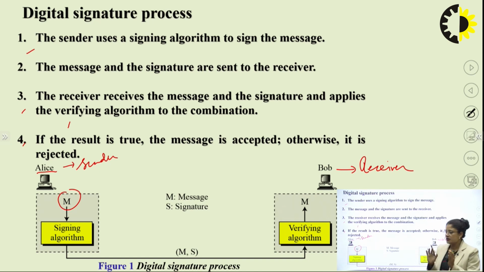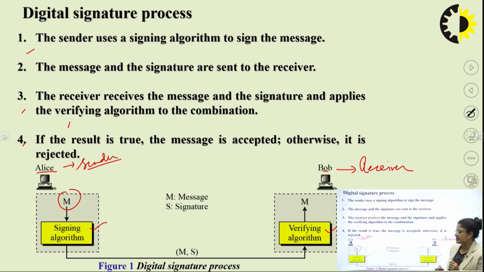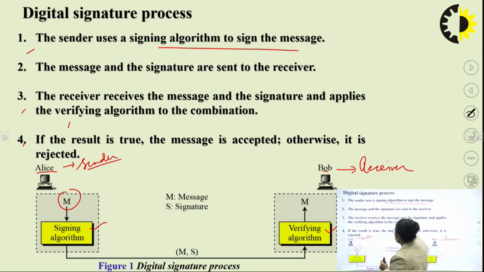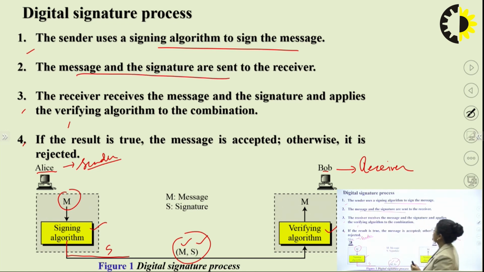Every digital signature will have 2 important components. One is a signing algorithm that is at the sender's end. The other one is a verifying algorithm that is at the receiver's end. What will Alice do? Alice will use a signing algorithm to sign the message. So it will use a signing algorithm, and the output of the signing algorithm will be a signature. I'll be talking more about it later on. So ultimately, what will Alice send? Alice will send message and signature to Bob, who is the receiver. So the message and the signature are sent to the receiver.